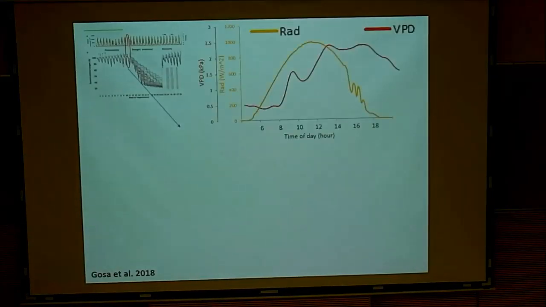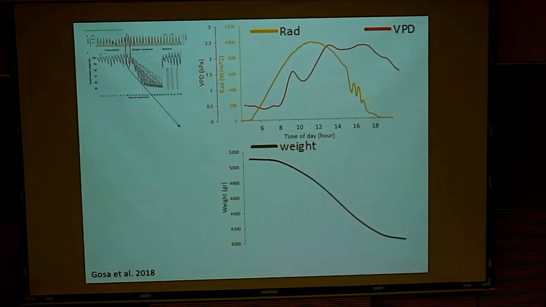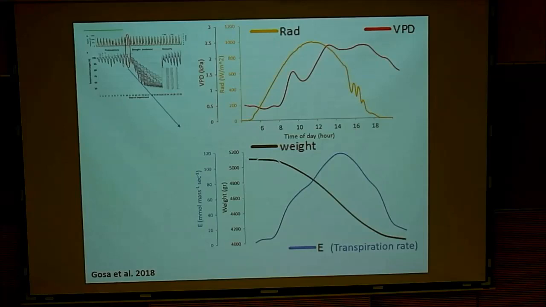I won't go too much into details. So this is the light curve. This is the VPD curve. This is the weight curve. This is just one plant. I don't have time to go into details. This is the transpiration rate, daily stomatal conductance.